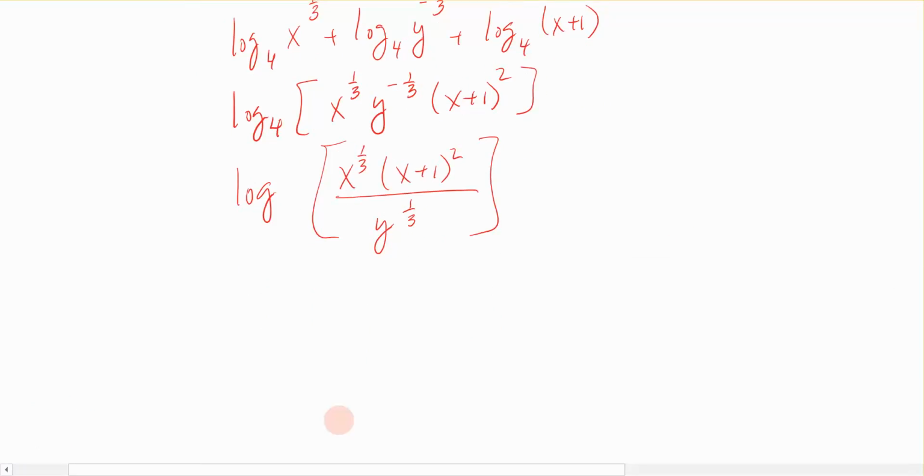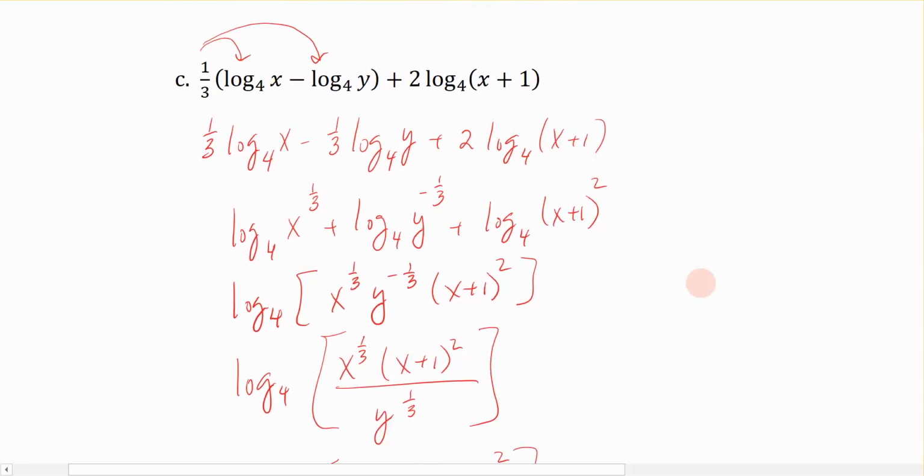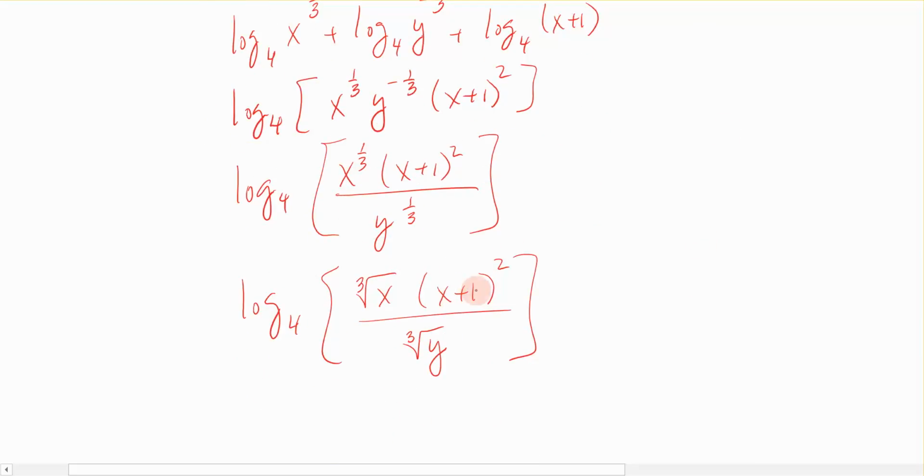So at this point I'm going to take these rational exponents and rewrite them in their radical form. So this is going to be the log base 4 of this term right here. Remember that this is the cubed root of x times x plus 1 quantity squared, divided by the cubed root of y. And that is the condensed version of the log expressions that we started with, and it's also been put in its simplified form.